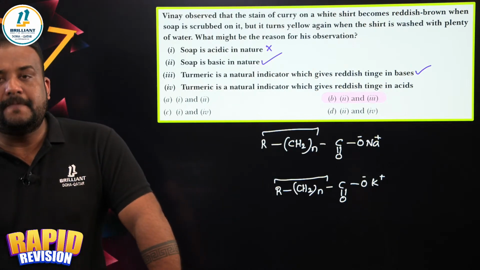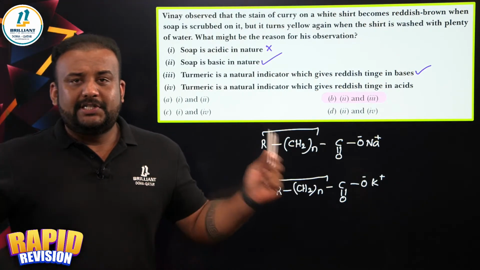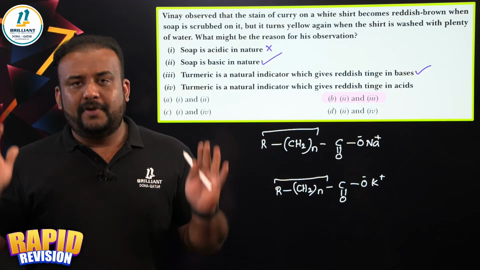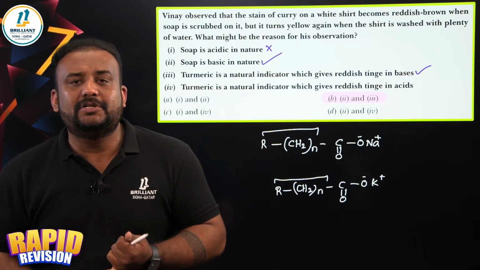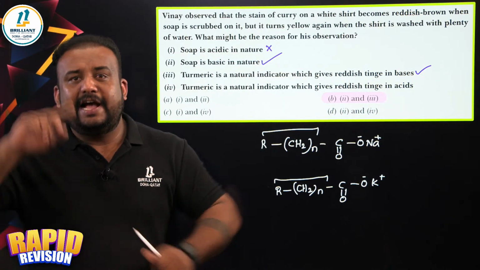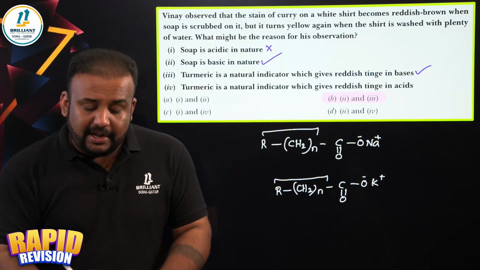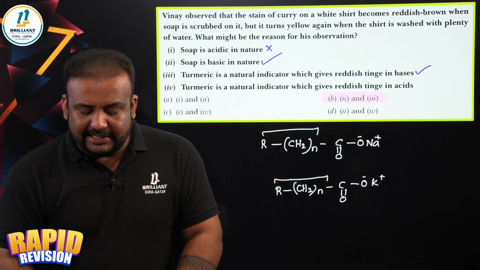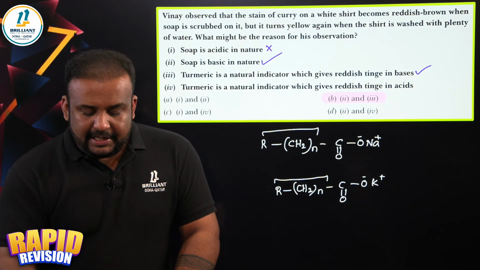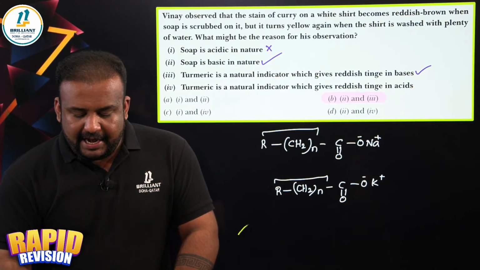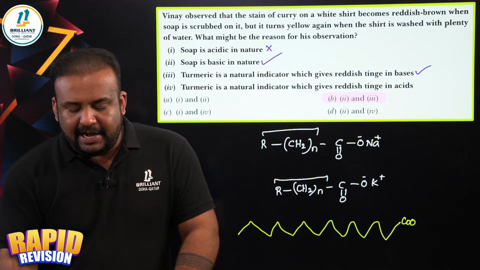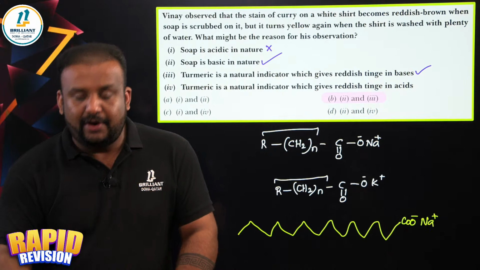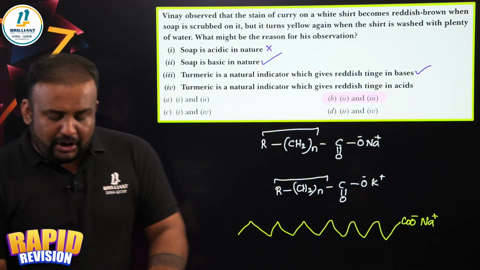Is that clear to everyone? And about soap, very important, a few important points that you need to remember: soaps are sodium or potassium salts of long chain carboxylic acids, and they have two ends, right? If you take a soap molecule, structure-wise we can indicate it like this. It will have a long chain, and then at the end of the chain you will have COONa or COOK.